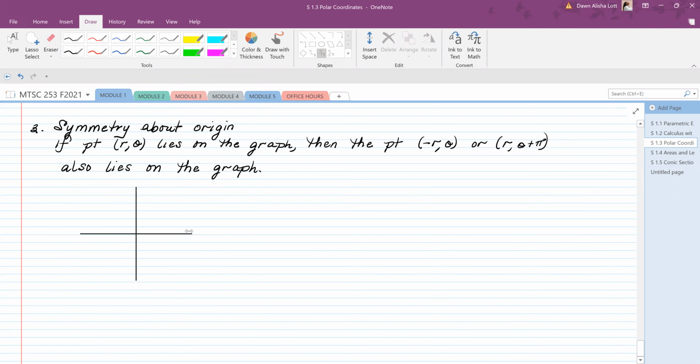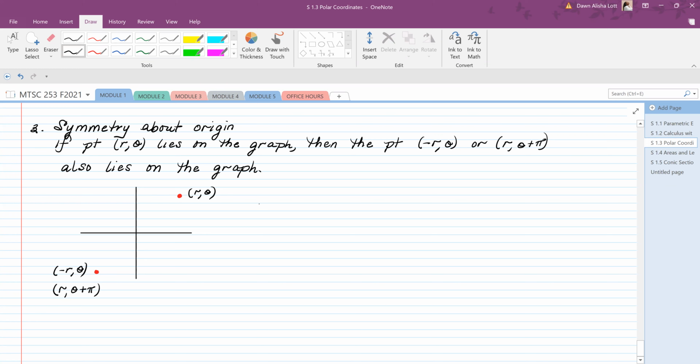So here's the point (r, theta). Okay, and the point (-r, theta), which is back down here, is symmetry about the origin. So this is the point (r, theta), and then this is the point (-r, theta). And then this is the point, or it could be called (r, theta + pi).